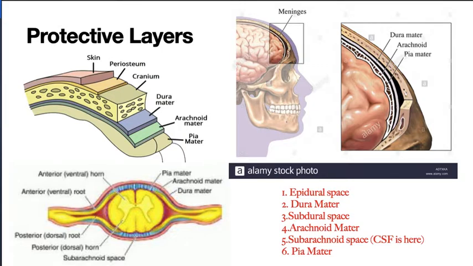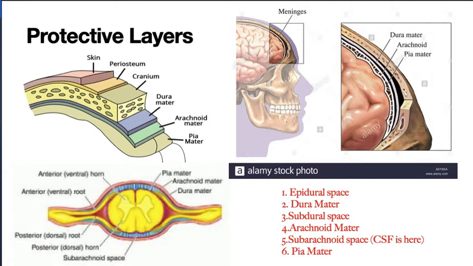Then we have the cranial meninges. The epidural space, this is between the skull and the dura, and it contains meningeal arteries and veins. We've got the dura mater, which is a tough outer layer. The subdural space, the arachnoid matter, this is soft and spongy. Then we've got the subarachnoid space. This is where cerebral spinal fluid circulates. The pia mater, and this directly surrounds the brain and contains blood vessels that travel into the brain.